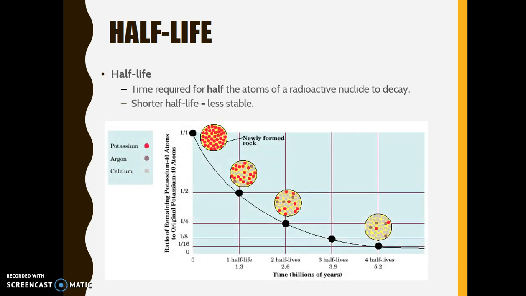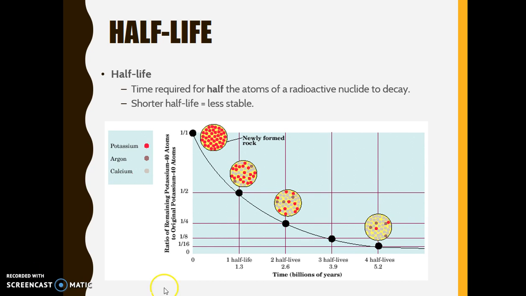If it has a short half-life, it is less stable. So again, that ratio, the further away it is from that 1:1 ratio, the less stable it is, it's going to decay really fast. Okay? So here's an example of a half-life chart.